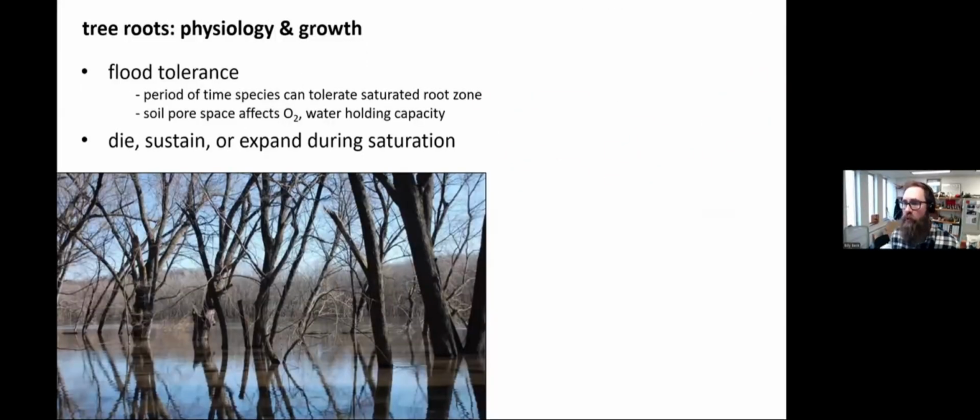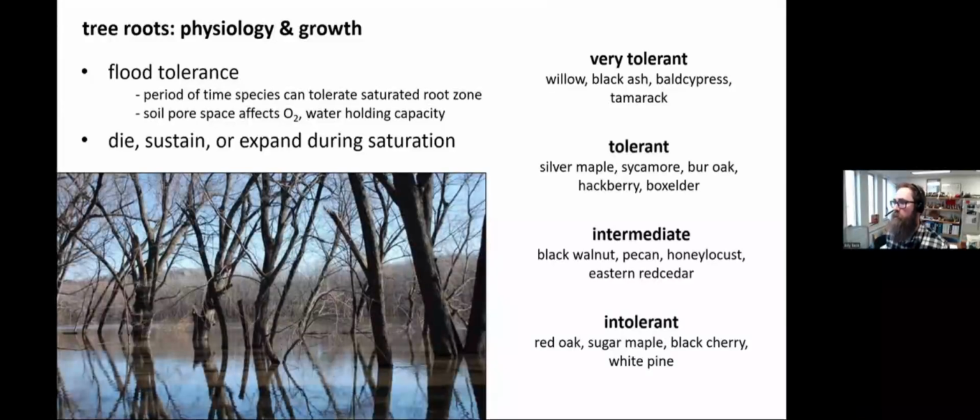All right. So with this practice, we really need to consider flood tolerance. When I say flood tolerance of trees, it's essentially the period of time that a species can tolerate a saturated root zone. So pore spaces are full of water, oxygen is getting depleted. And of course, this can be affected by soil pore space, compaction, things like that. For flood tolerance, there's a gradient or a grouping of species that go from very tolerant of flooding all the way down to very intolerant of flooding.